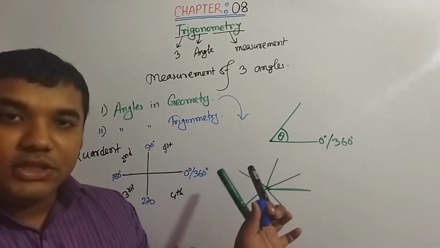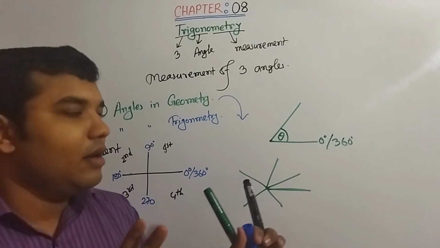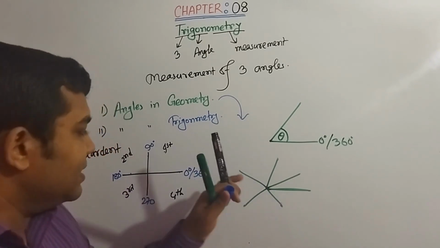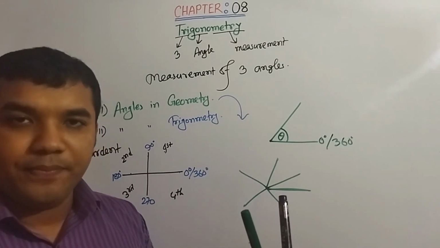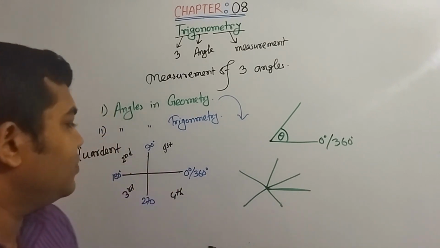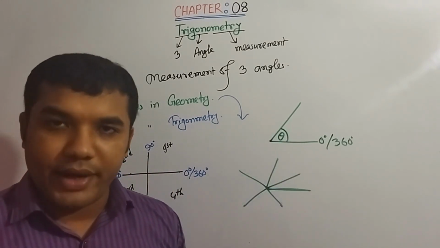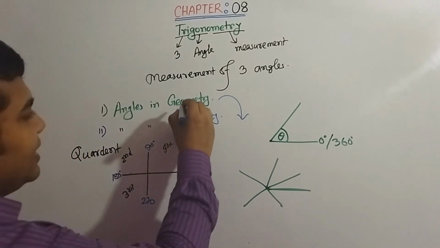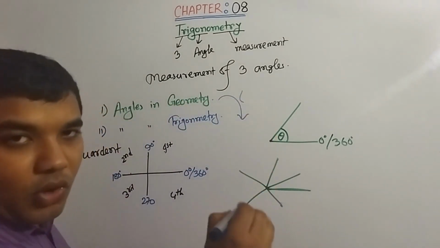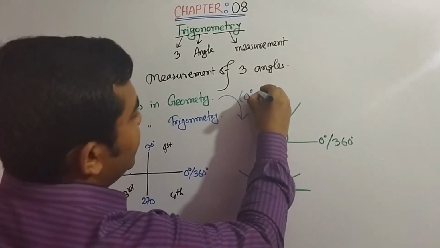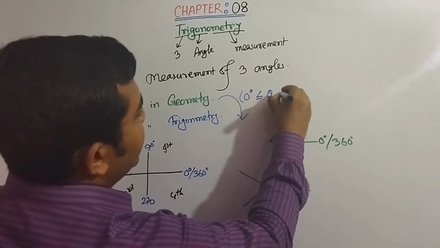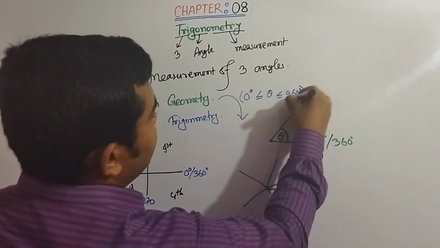That means in geometry the interval to find the angle is 0 degree to 360 degree, because we are talking about 2 lines starting from a single point. So the interval of geometry can be written as 0 is less than or equal to theta, which is less than or equal to 360.